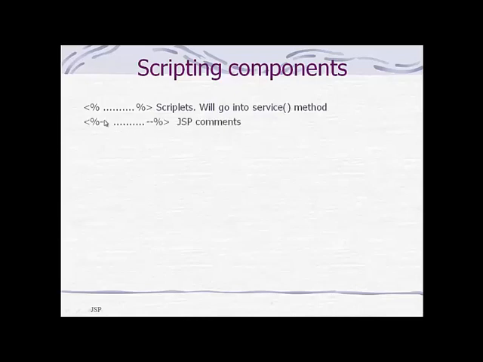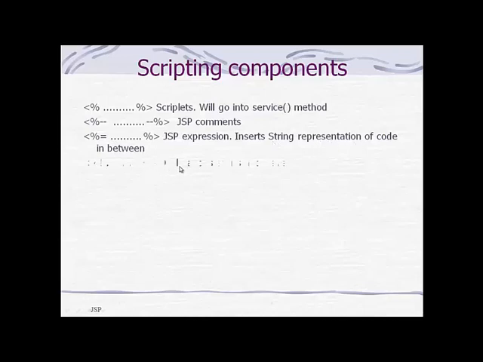This is a comment in JSP. If you write equal to, then the expression you write here is inserted at that point. We saw the name we inserted from the request. So we evaluated that and put it there. It inserts the string representation of the code in between. If you write it like this, it is a declaration at instance level. If you don't write this, it will go to the service method. But if you write this exclamation, whatever you write here will go to the object level, JSP level.